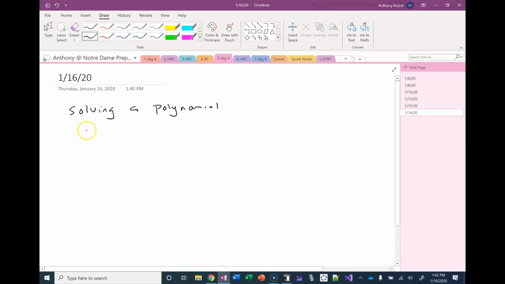To review here, the first thing we do is we're going to use the fundamental theorem of algebra to determine the total number of solutions. How do I do that? Good. The biggest exponent or highest degree is the number of solutions that we're looking for, right?